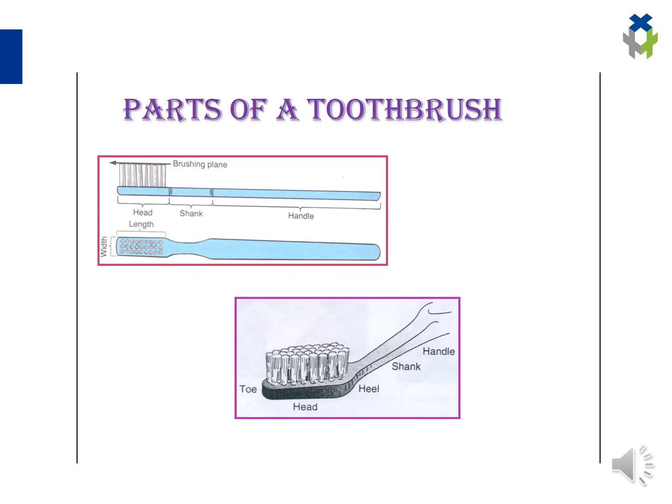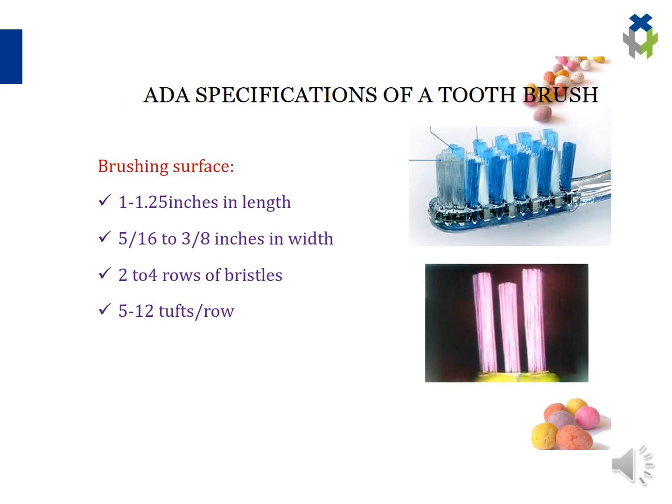These are the parts of the toothbrush: the head, shank and the handle, and the parts of the head include the toe and the heel. The ADA specification of the toothbrush is a length of 1 to 1.25 inches, 5 to 12 tufts per row and 2 to 3 rows of bristles, and a width of 3 by 8 inches.